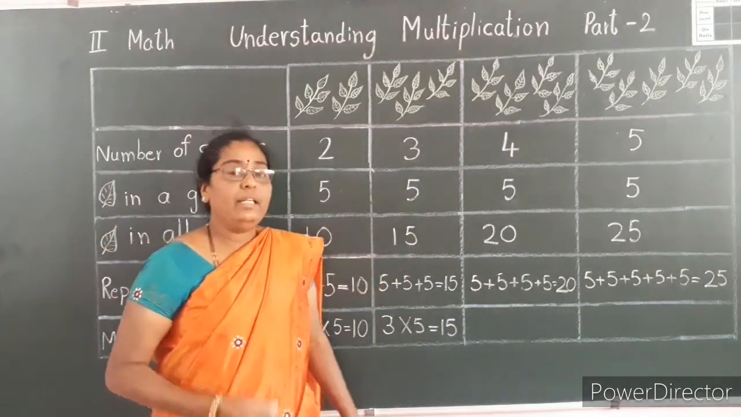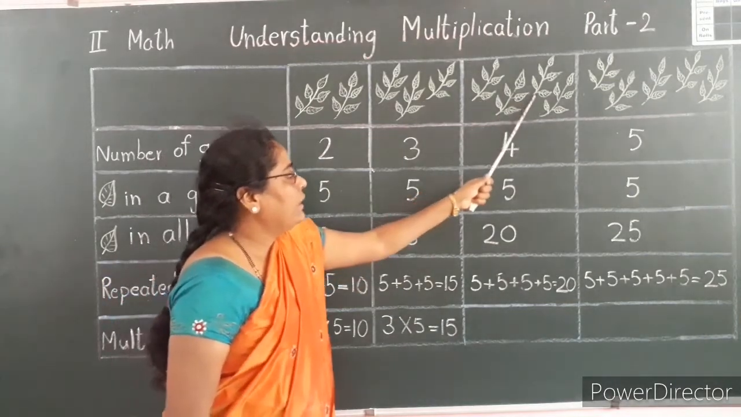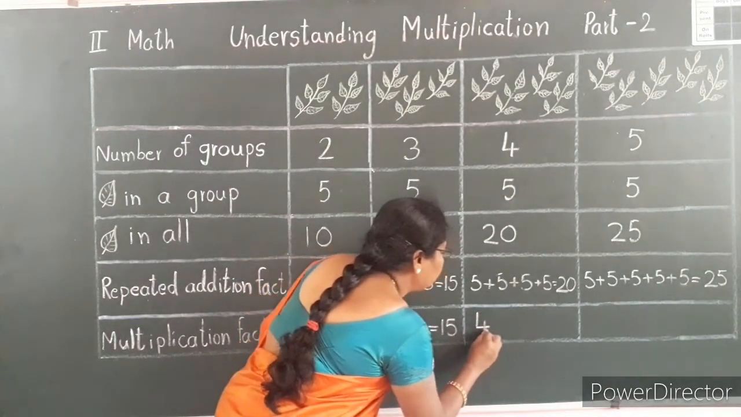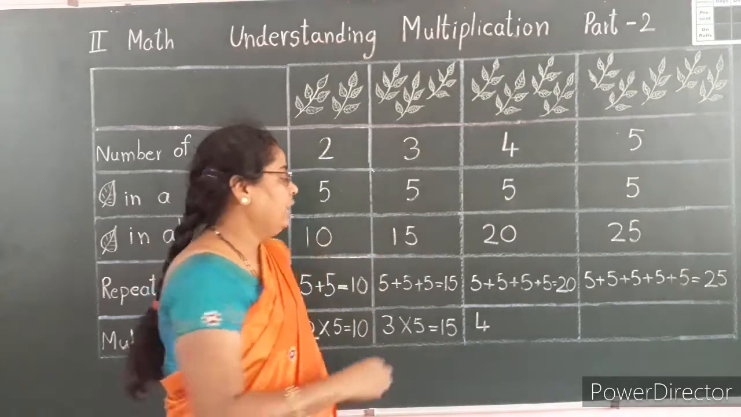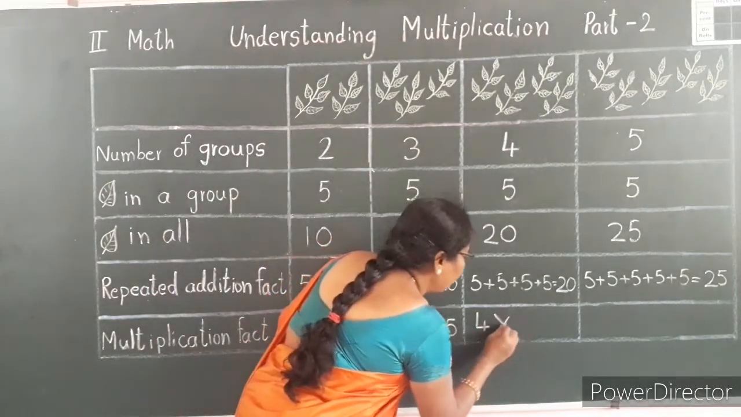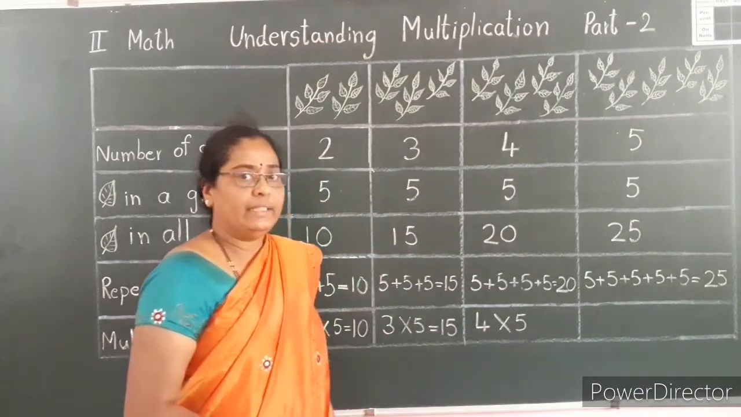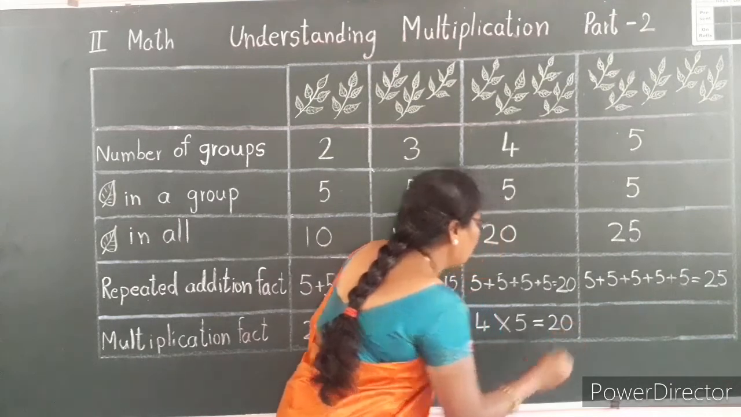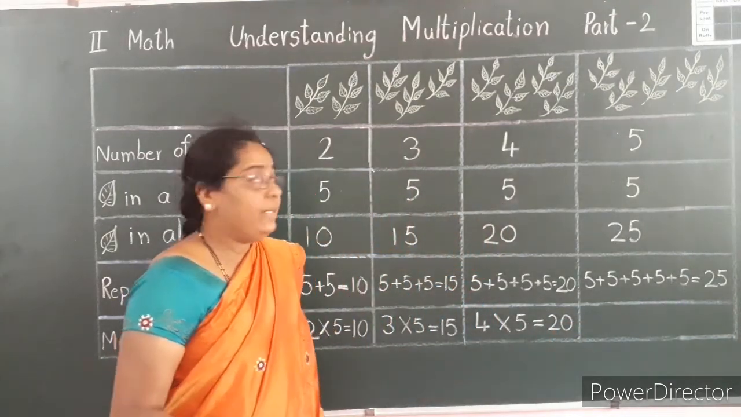First you count the number of groups. 1, 2, 3, 4. Yes, there are 4 groups in all. In each group, there are 5 leaves. That is 4 into 5, or 4 5s are 20. 4 5s are 20, or 5 4s are 20.